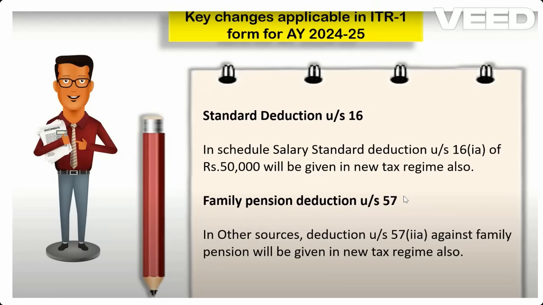Now there are a few more changes in the ITR. You can see there is an option for a standard deduction of 50,000, which will be given to the new tax regime, and a family pension deduction will be given as well. What is the benefit? What is the meaning of standard deduction? It is a deduction which is reduced from the taxable income.